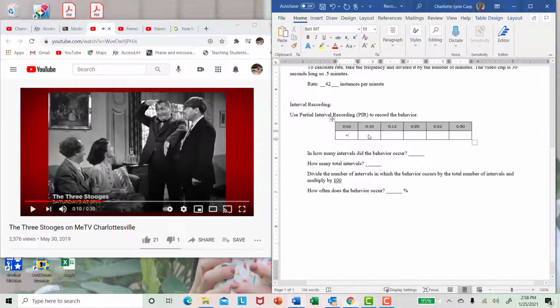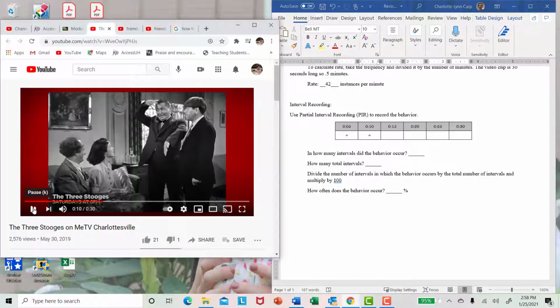Okay, so second interval, behavior occurred. I put a plus, and the behavior occurred actually at the beginning of the interval. So this is the ease of the partial interval recording, in that it's a discontinuous recording procedure. So once the behavior occurs within an interval, you put your plus, and you don't have to really pay attention until the interval ends. So let's go to the third interval.